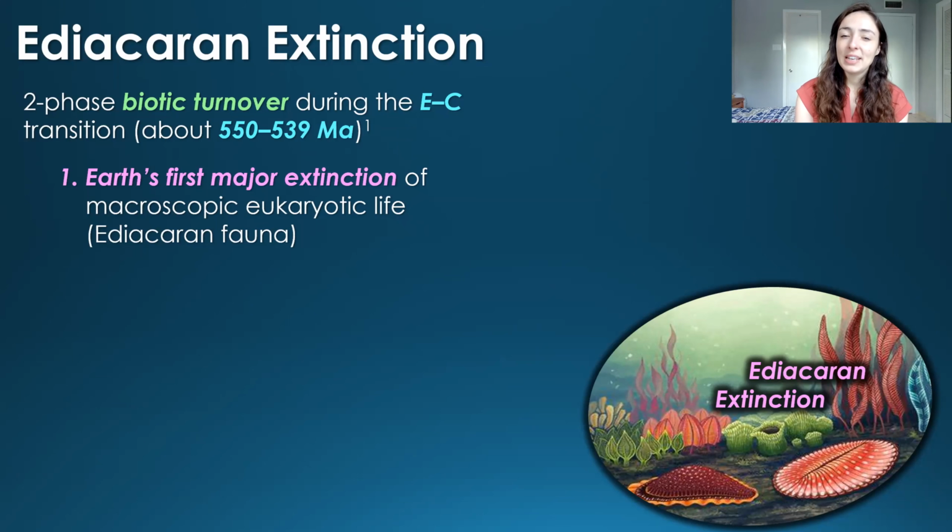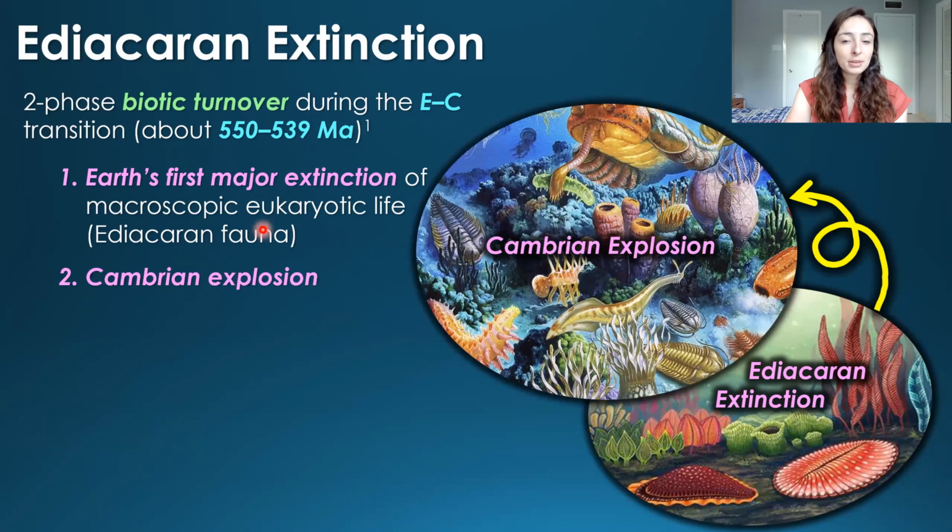So there was a two-phase biotic turnover during the Ediacaran-Cambrian boundary around 550 to 539 million years ago. I put this little 1 here because I'm getting the information for this slide from a paper that I'll label 1 in the description, so you can check it out for yourself if you want, because not all this information was in my book, so I went to other sources. Anyway, this marked Earth's first major mass extinction event of macroscopic eukaryotic life, in other words, the Ediacaran fauna. And then there was the Cambrian Explosion. So this was the two-phase biotic turnover.